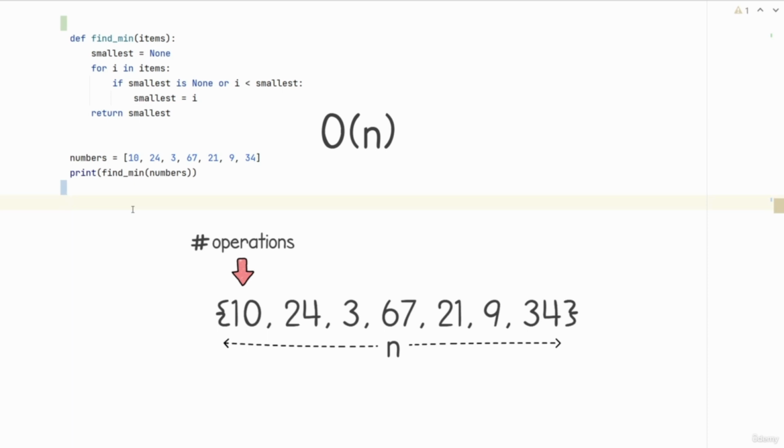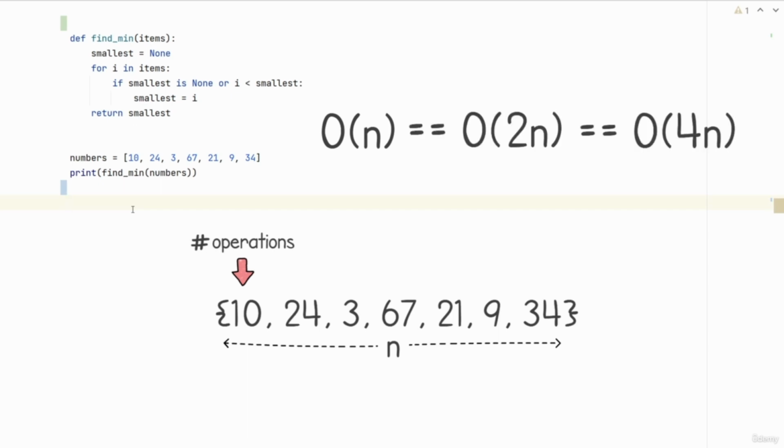This is why we say that order of n is equal to order of 2n is equal to order of 4n. It doesn't really matter how many operations we are doing per element in our input list in this particular case, because it's still linear, it still belongs to the same complexity class. The scalability of whether you're doing one operation or 4, it's going to be the same.